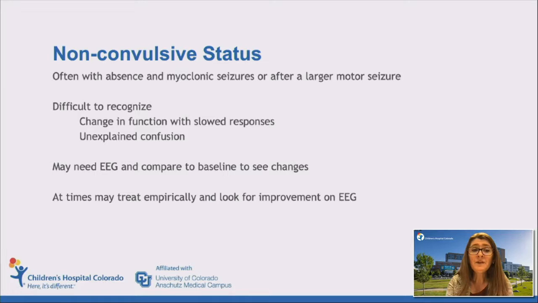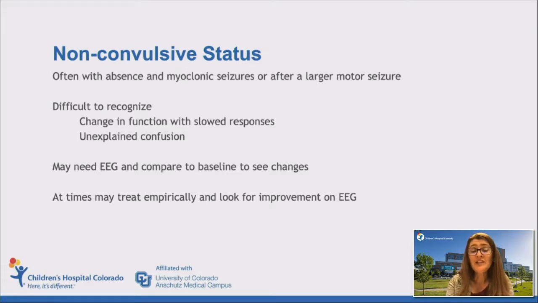This often can be difficult to recognize, and what families will often describe is a change in function with slowed responses or unexplained confusion. And it's usually something that evolves slowly, so it doesn't always have a clear onset, like at 12:15 today, suddenly my child was confused. It's usually that school didn't think the child was quite right, called me to pick them up, and they were slower in their responses, and I wasn't sure if they had just missed a seizure or if there was something else going on, but now it's persisted for a couple of hours.